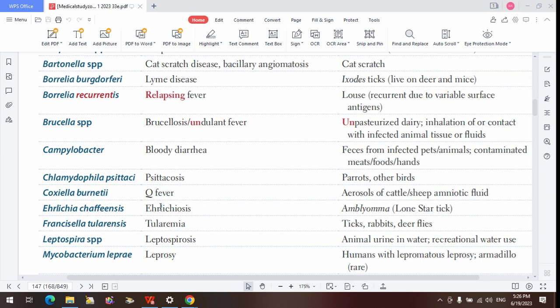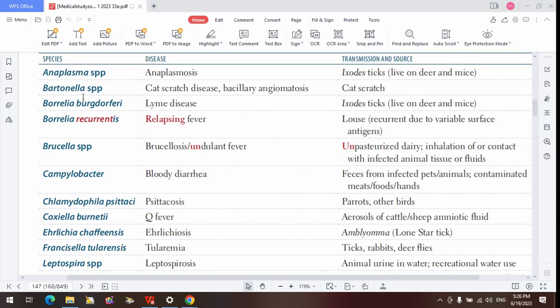Then we have Ehrlichia chaffeensis causing ehrlichiosis. So this guy is also being paired with Anaplasma. So anaplasmosis, ehrlichiosis. Both of them are bacterial infections. Both of them are transmitted by ticks, but the ticks are different. The tick for anaplasmosis is Ixodes tick. The tick for ehrlichiosis is what? Amblyomma, Lone Star tick. You might not need to memorize this one, it's not very high yield.